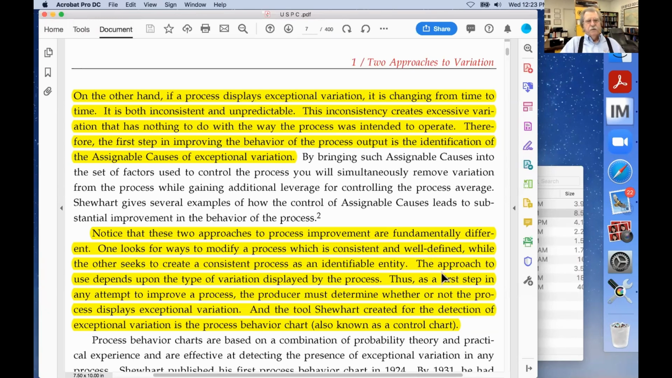Notice that these two approaches to process improvement are fundamentally different. One looks for ways to modify a process which is consistent and well-defined, while the other seeks to create a process that is consistent as an identifiable entity. The approach to use depends upon which type of variation is present in the process. This is the first step in any attempt to improve a process. The producer must determine whether or not the process displays exceptional variation. And the tool that Shewhart created for the detection of exceptional variation is the process behavior chart, also known as a control chart.